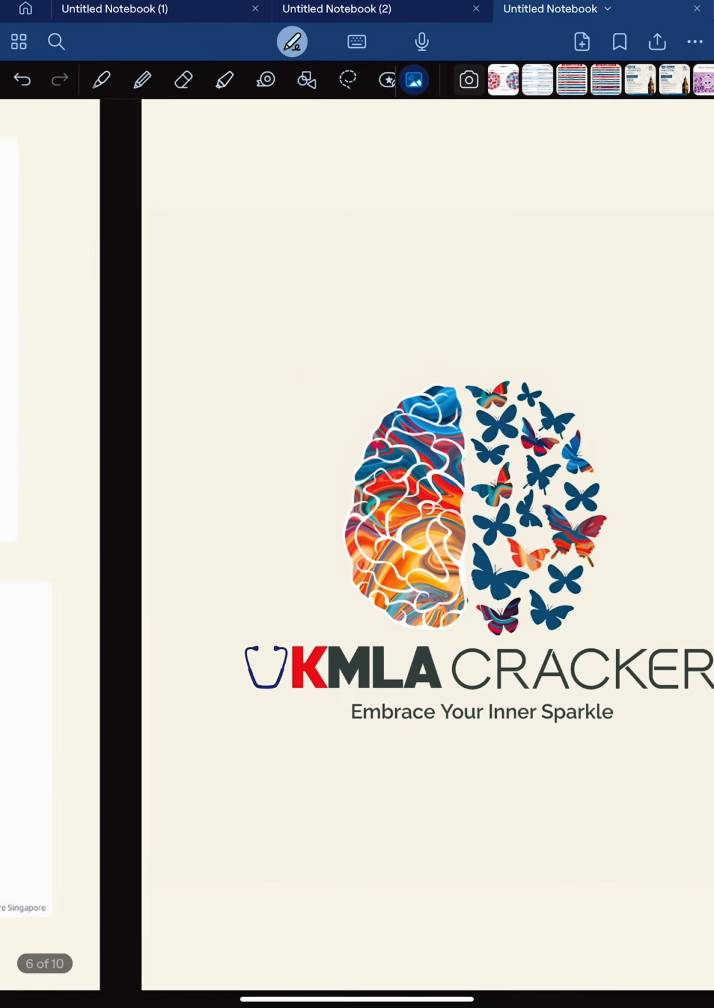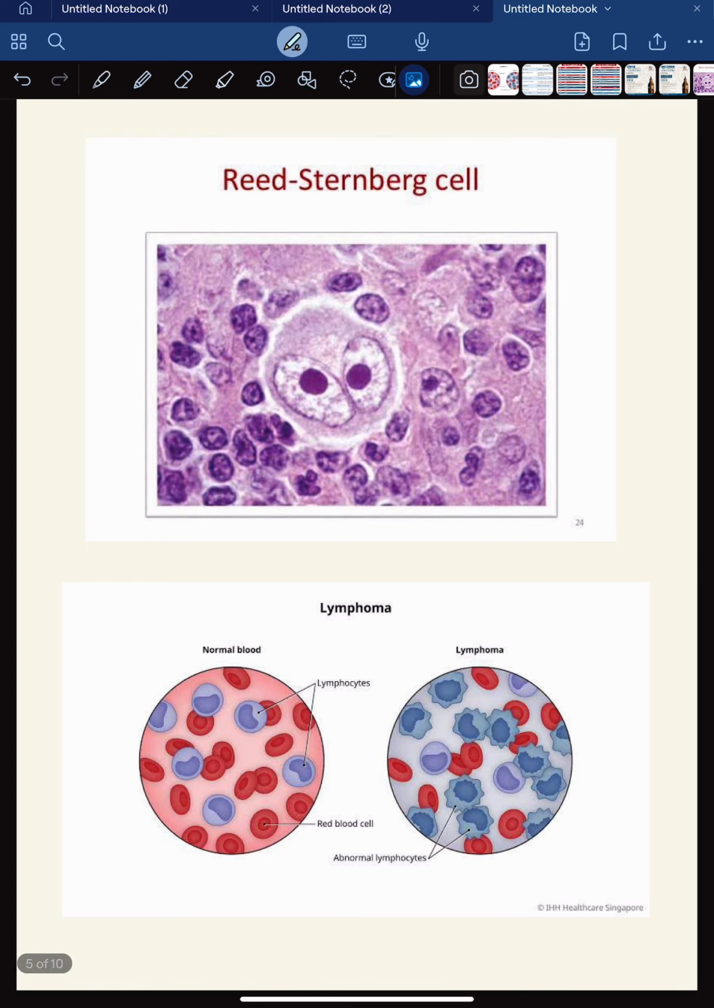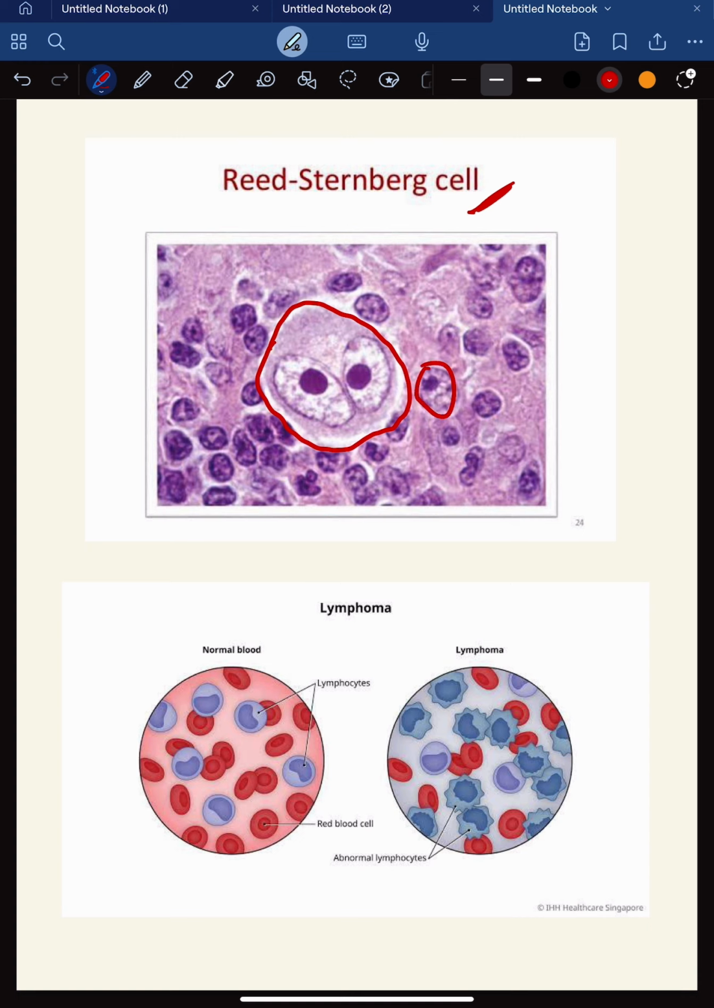So what does a Reed-Sternberg cell look like? Let's move to it. As you can see, this is our Reed-Sternberg cell. We have a binucleated cell and it's a giant cell. It is not small like its neighboring cells. It's a giant, prominent binucleated cell. It looks like the eyes of an owl.